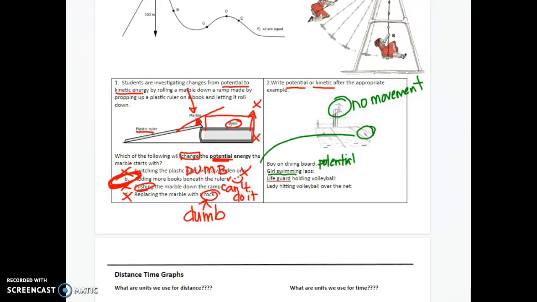Girl swimming laps. Is she moving? Moving, definitely kinetic. Anything that's moving is going to have kinetic energy.